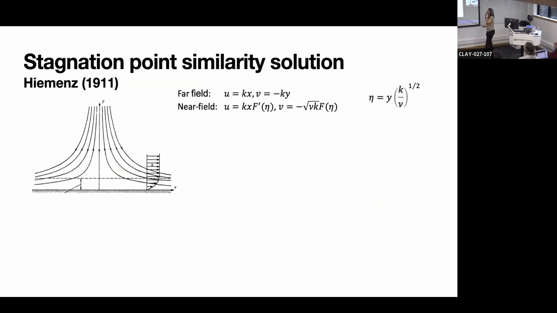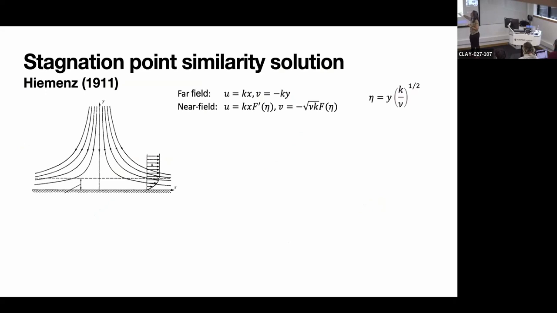So this is a similarity solution. Similarity solutions are beautiful. This is one that was actually done by Siemens in 1911, for the following scenario. This is a stagnation point. Imagine I have a stream. This is like a big bath of fluid. I have a stream coming down here. It hits the wall. It turns the channel, turns the corner.